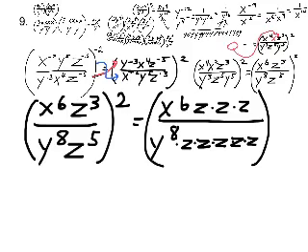1, 2, 3, 4, 5. Okay, let's cancel out 3 of them. 1, 2, 3. You'll notice it leaves no z's on top now. There are 2 z's on the bottom. Well, that's to the 2nd power still.